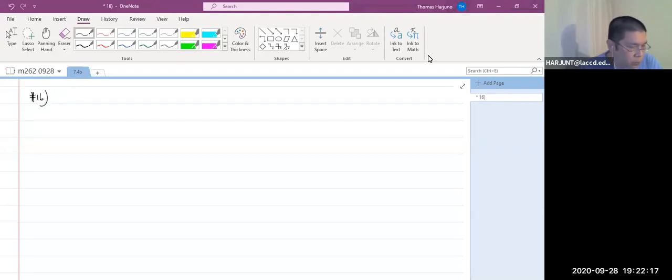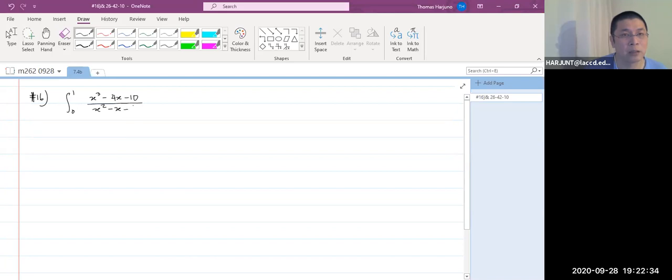Okay, we continue with this 7.4, doing number 16, integral from 0 to 1 of x cubed minus 4x minus 10 over x squared minus x minus 6 dx. Now, notice that this is not a proper rational expression. So I will divide first: x cubed minus 4x minus 10 over x squared minus x minus 6. What will that be?